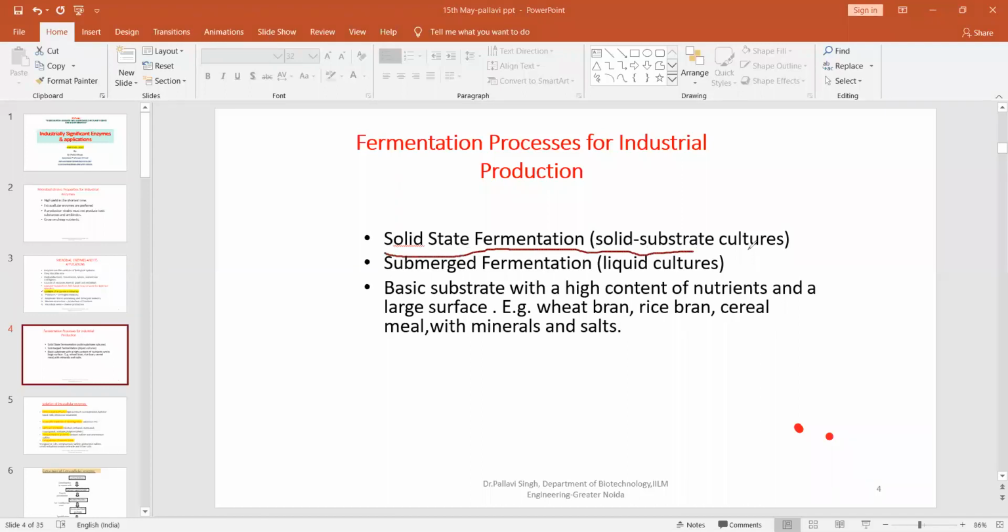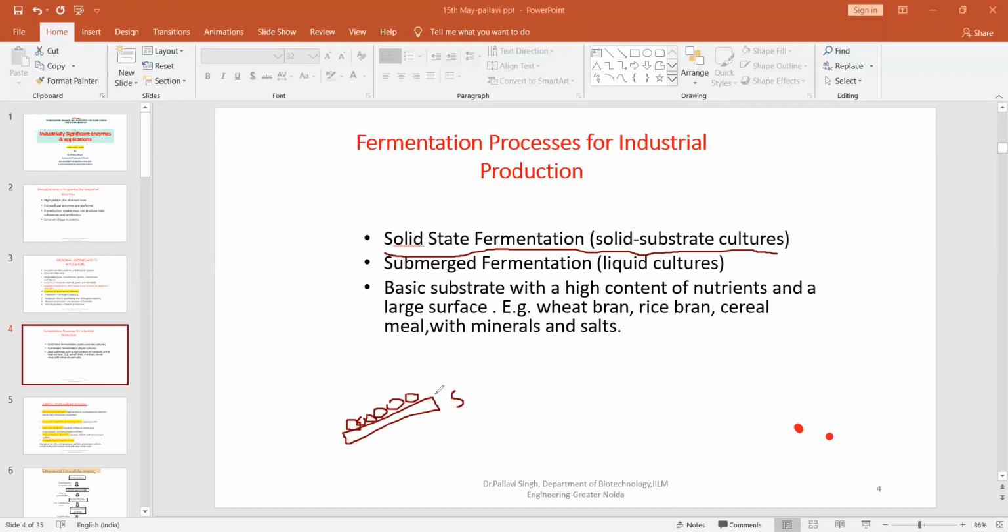Solid state fermentation is also known as solid substrate culture. Here I will give you the example of mushrooms. Mushroom is cultivated on the surface of solid products. So if this is my substrate S, and this is my product, we are cultivating it on the surface of the solid product. So this is known as solid state fermentation. We do not have our substrate in liquid form. We do not have the media dissolved in liquid format.